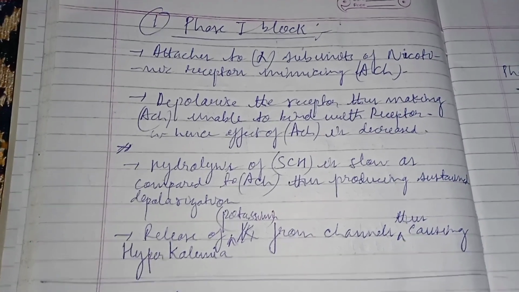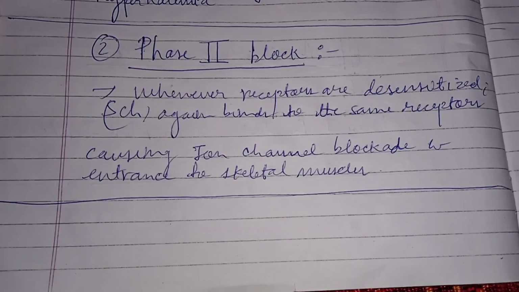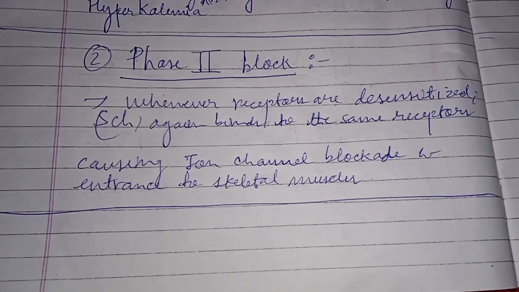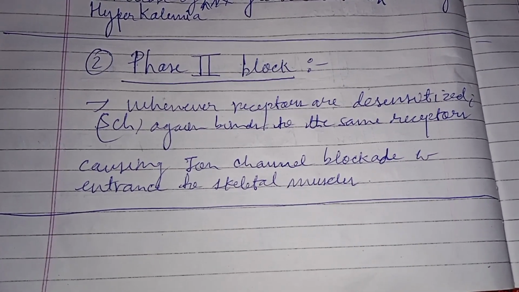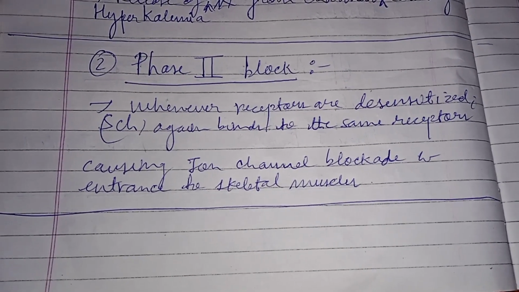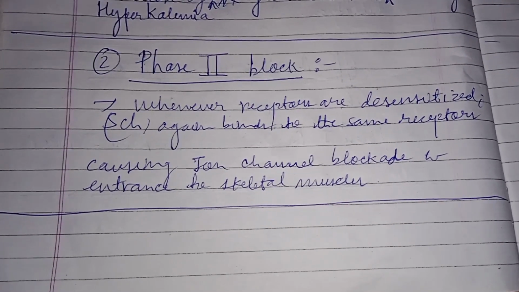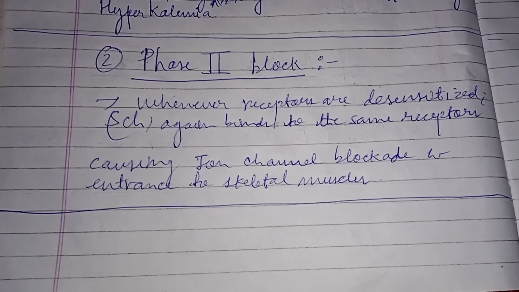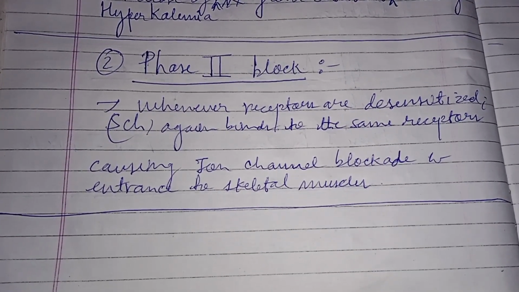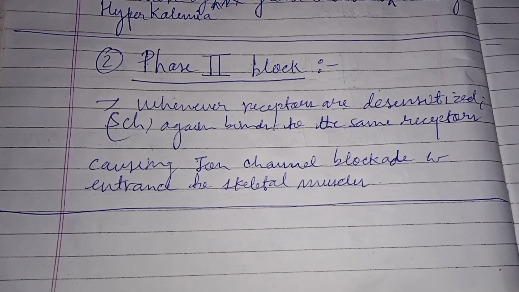Now let's look at the phase 2 block. Whenever receptors are desensitized, scoline again binds to the same receptors, thus causing ion channel blockade and entrance to skeletal muscles.